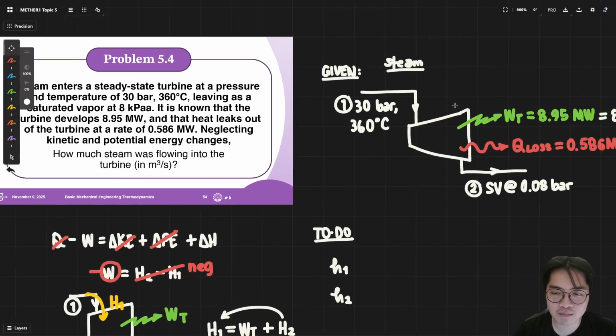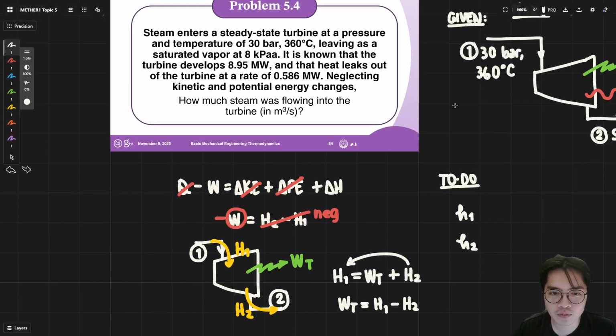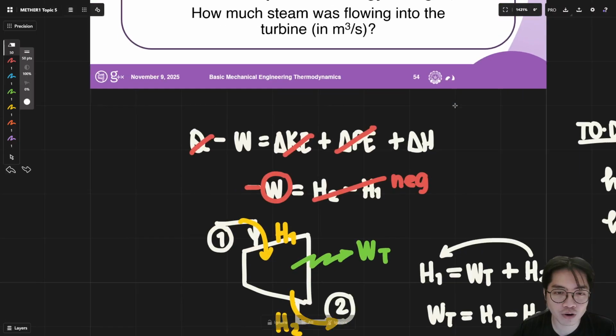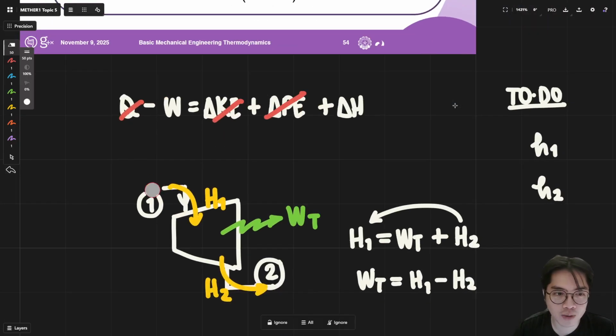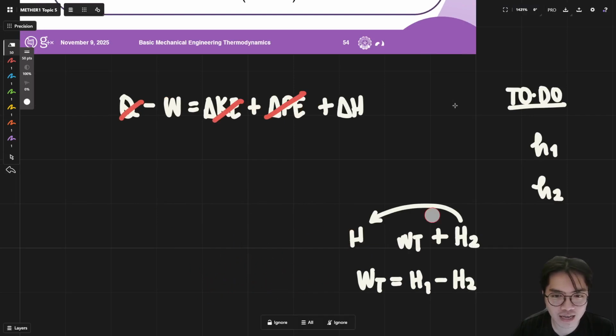Neglecting kinetic and potential energy changes, we can just do this thing again. We will now arrive at the situation wherein your negative W is H2 minus H1. We can just reuse this second law.